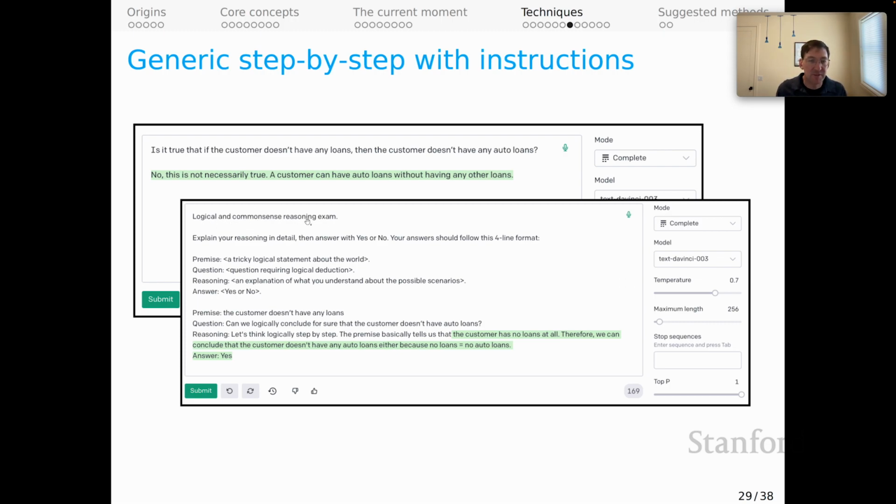It says logic and common sense reasoning exam. Explain your reasoning in detail. And then we give a description of what the reasoning should look like and what the prompt will look like, using an informal markup language that probably the model acquired via some instruct fine-tuning phase. And then we actually have the prompt there. And what happens is the model walks through the logical reasoning, and in this case arrives at the correct answer and also does an excellent job of explaining its own reasoning. It's the same model, but here it looks like this generic step-by-step instruction format led it to a more productive endpoint.